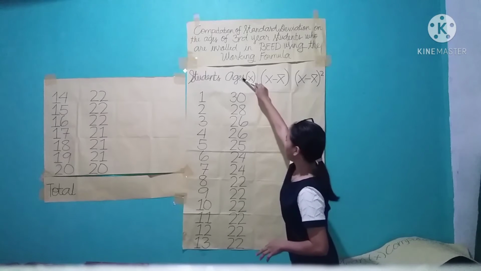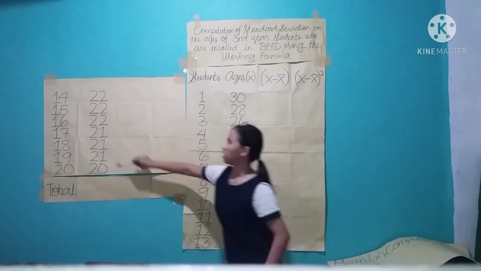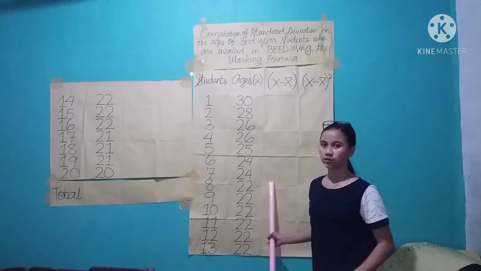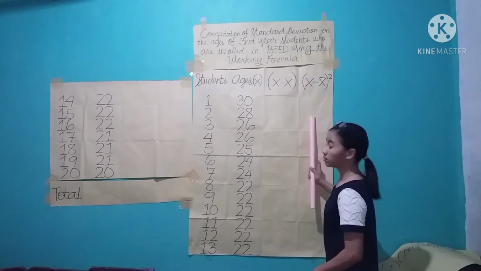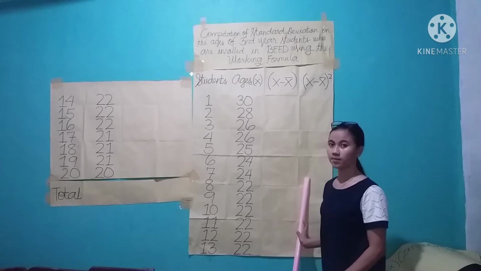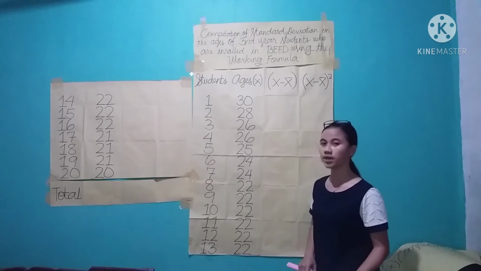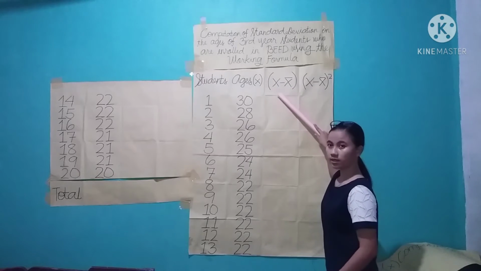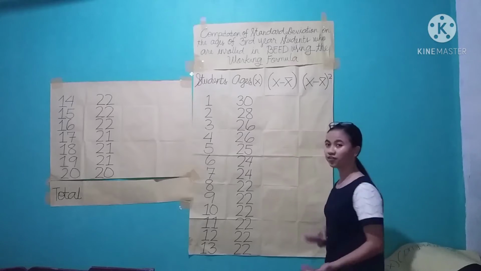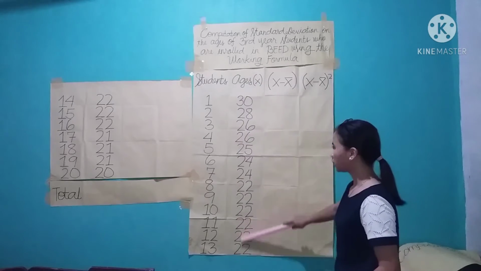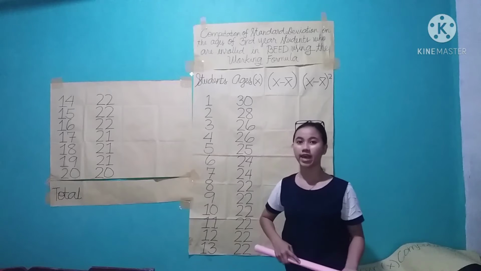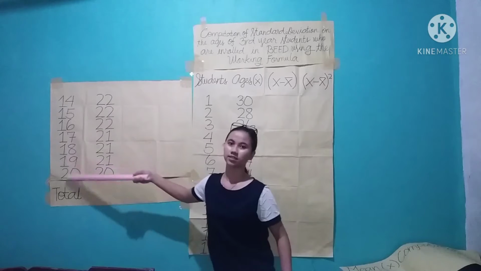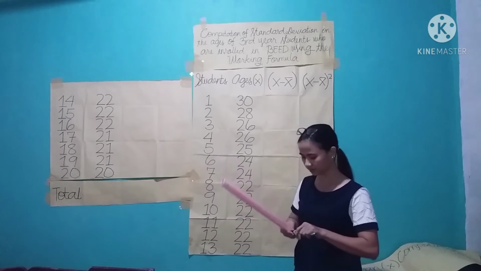In this row is the age of all the respondents. This part is the arithmetic mean minus scores, and this part is the arithmetic mean minus score squared. To answer this, first add all the ages of the respondents and then divide by the number of students. So now let's calculate.